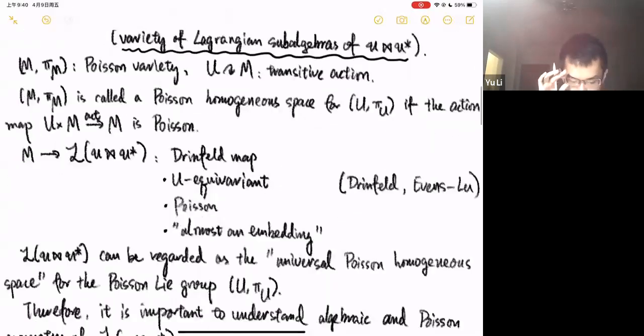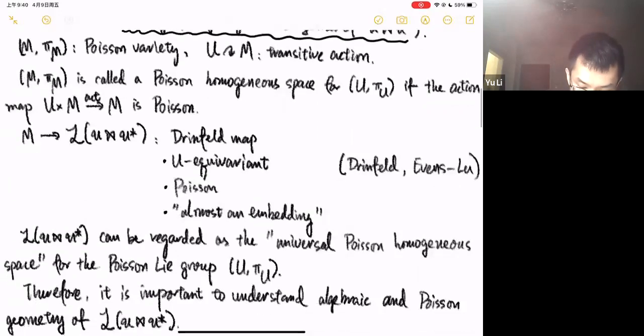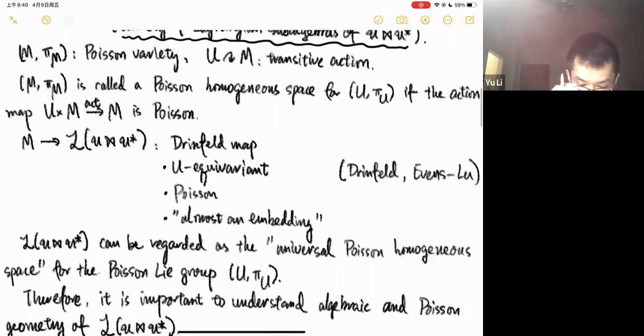Well, if (M, pi_M) is a Poisson variety, and there's a transitive action of the group U on M, then we say that (M, pi_M) is a Poisson homogeneous space for the Poisson Lie group (U, pi_U) if the action map is Poisson. Just like for a group action we have homogeneous spaces of that group, for an action of a Poisson Lie group on a Poisson manifold, we also have the notion of Poisson homogeneous spaces.